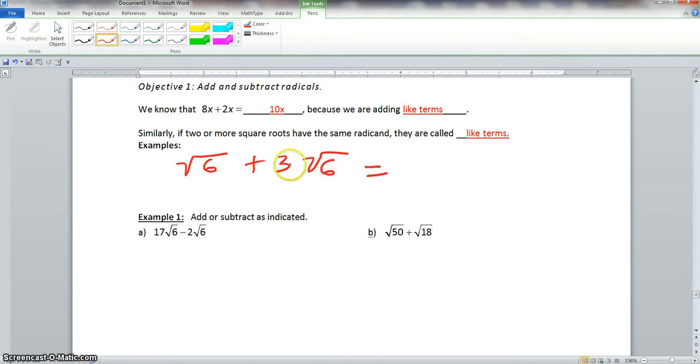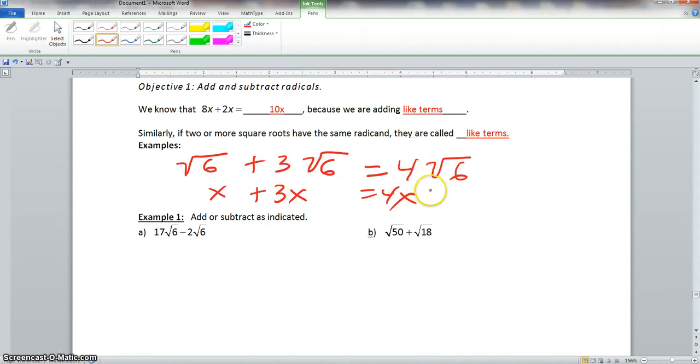If you notice, they have the same index and they also have the same radicand, which is 6. Whenever you don't see a number in front of a radical, it's assumed to be a 1. So this would be 1 square root 6 plus 3 square root 6, which is 4 square root of 6. Let's imagine that these square root of 6's were x's. If this was x plus 3x, wouldn't that equal 4x? So the square root of 6 plus 3 square root of 6 is 4 square root of 6.